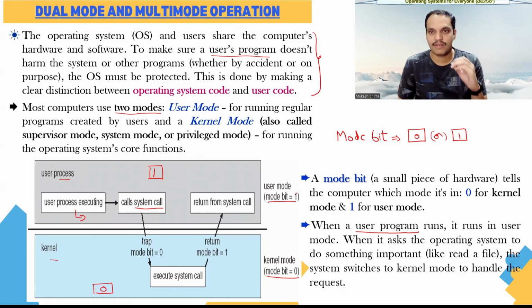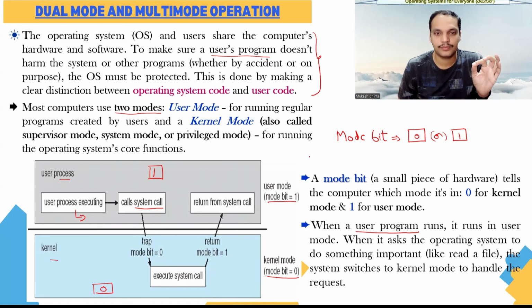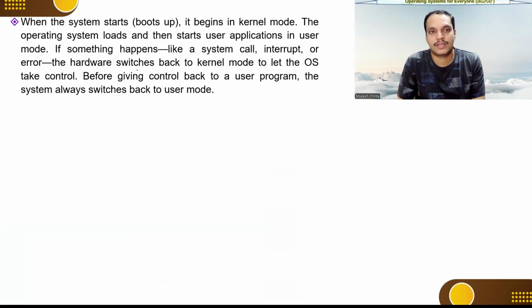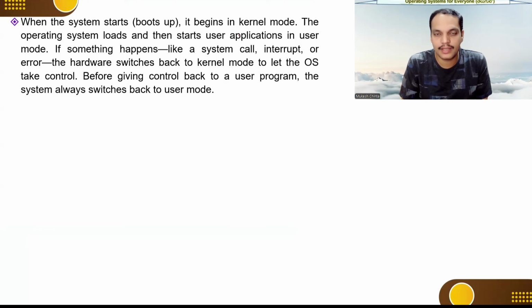So this gives us a very clear distinction between user process execution and the kernel's execution. We can ensure protection of OS services from that of the user tasks. Now, when the system boots up, it begins in kernel mode. The operating system loads and then starts the user applications in user mode.